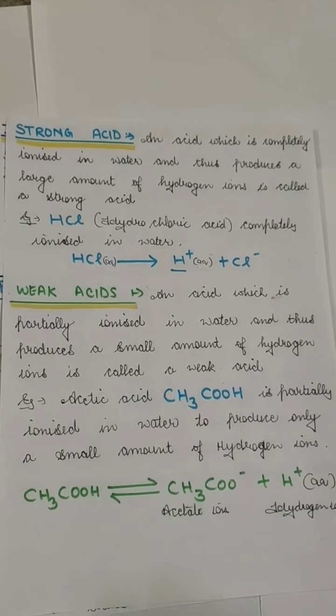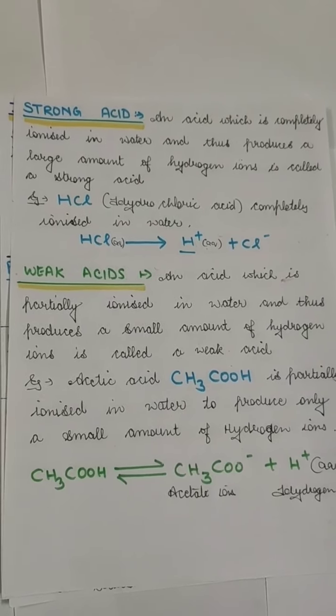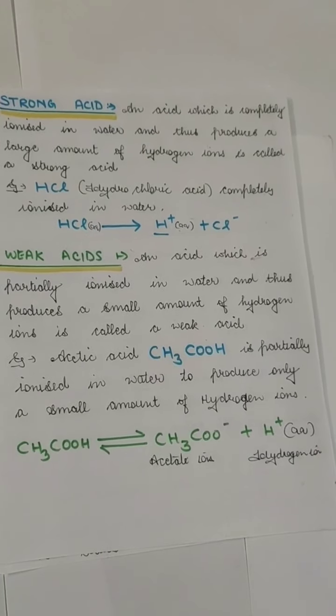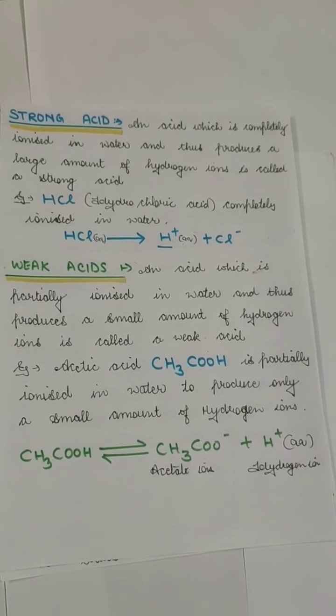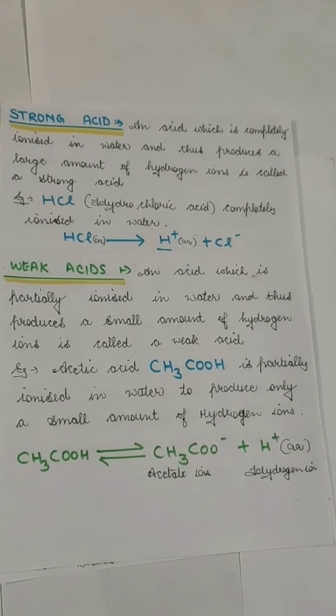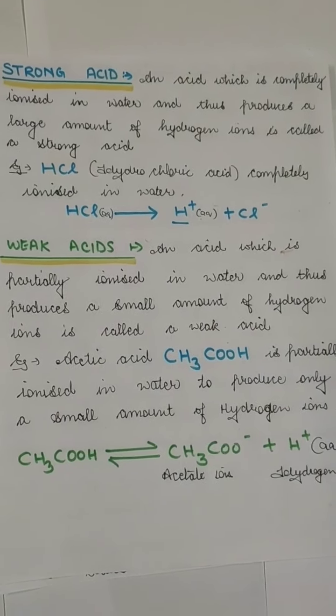making it a dilute acid. But again, if we mix 2 ml of HCl into 4 ml of water, then in that liquid solution the concentration of H plus ions will be very, very high, making it a concentrated acid.